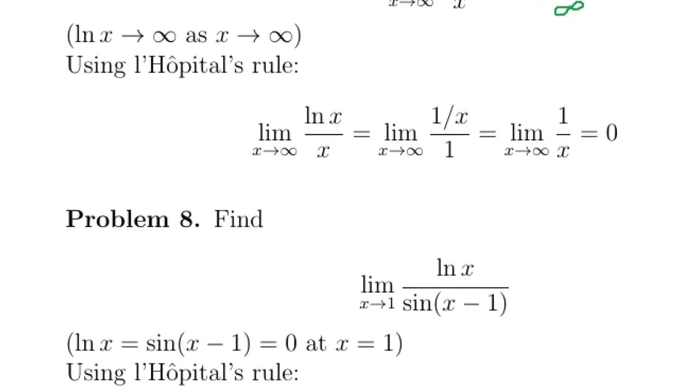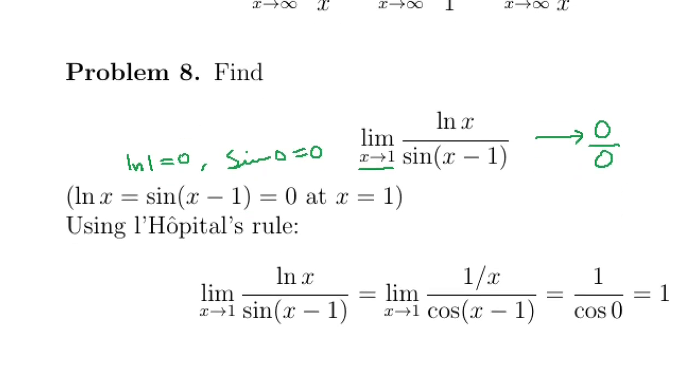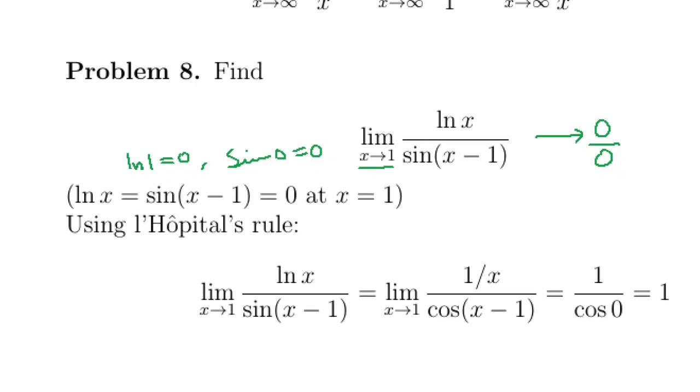In problem 8, we are looking at the quotient ln of x divided by sine of x minus 1. We are taking the limit as x goes to 1. Okay, as x goes to 1, natural log of x will be 0. Sine of x minus 1 will be sine of 0, and that's also 0. So natural log of 1 is 0, and sine of 0 also 0. So we end up with a 0 over 0 indeterminate form. We can apply L'Hopital's rule.